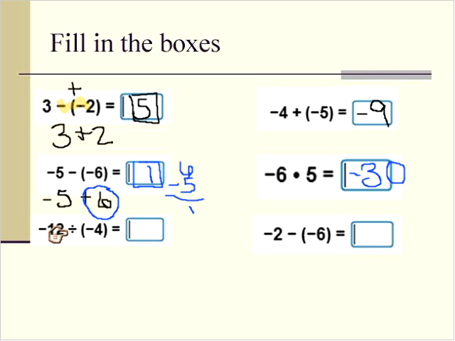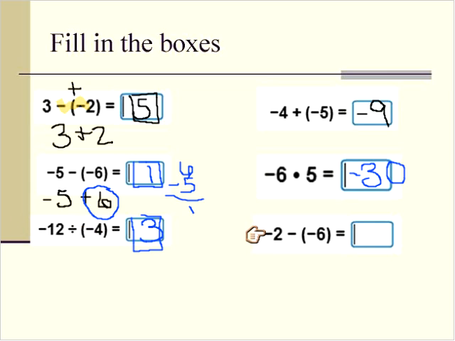Now I'm switching over to division. So 12 divided by 4 is 3. And because they are both the same sign, my answer is positive. So negative 12 divided by negative 4 is a positive 3.